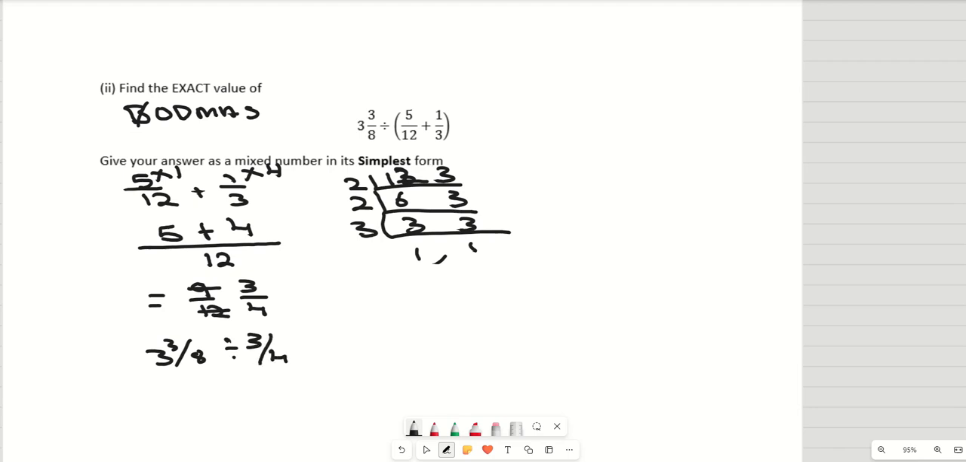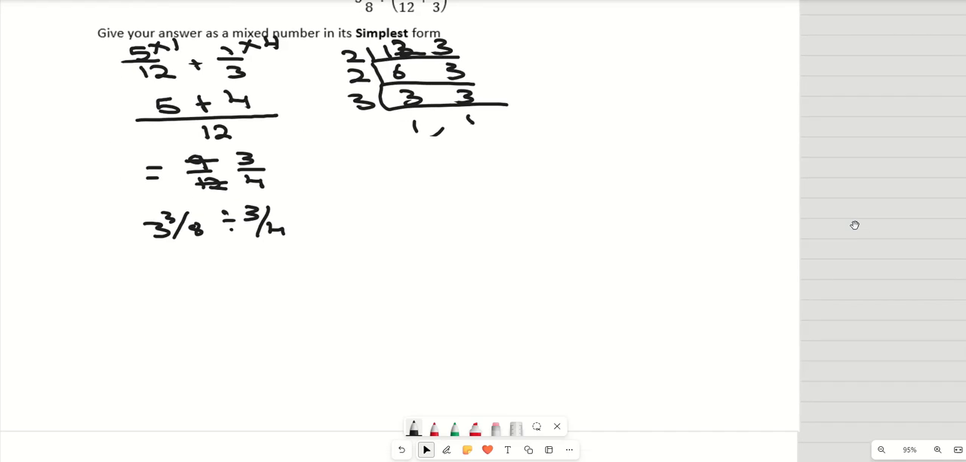Now please note, guys, you cannot divide a mixed number as is. You need to convert it to an improper fraction. So let's go 3 and 3 over 8. 8 threes are 24. 24 plus 3 is 27. So it's going to be 27 over 8.